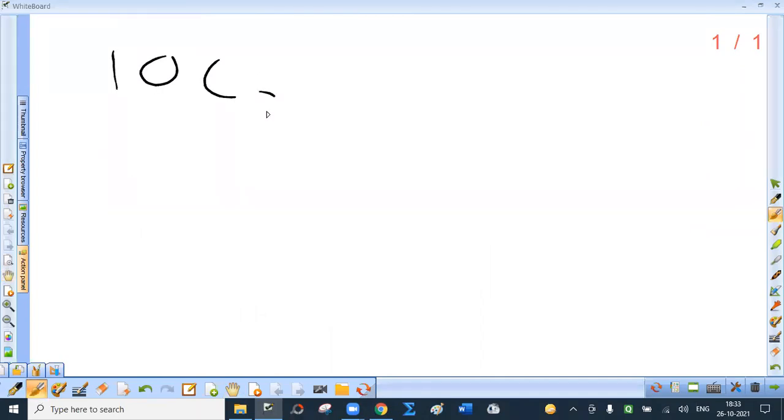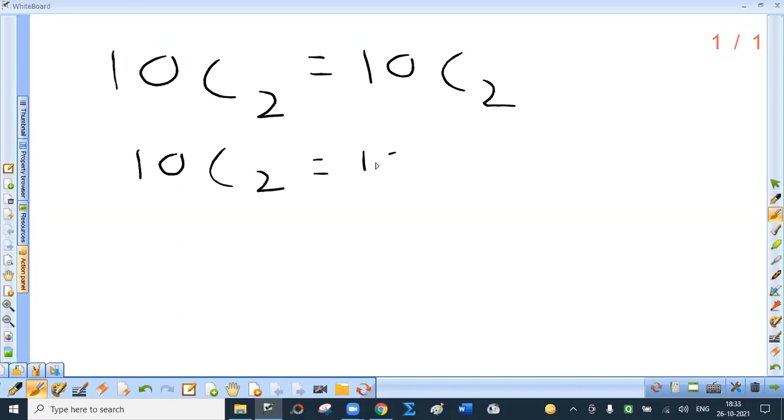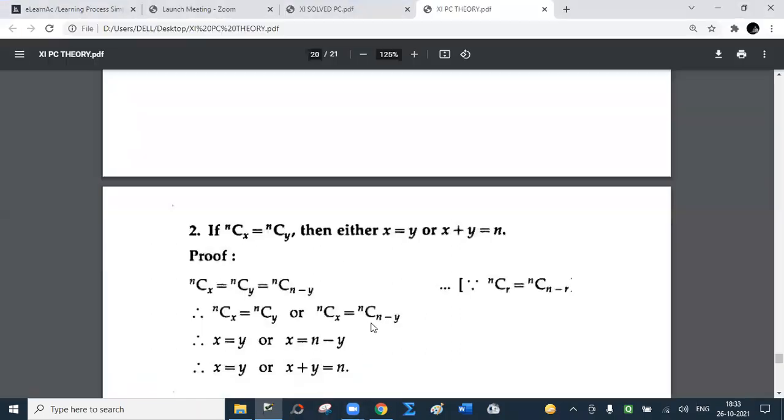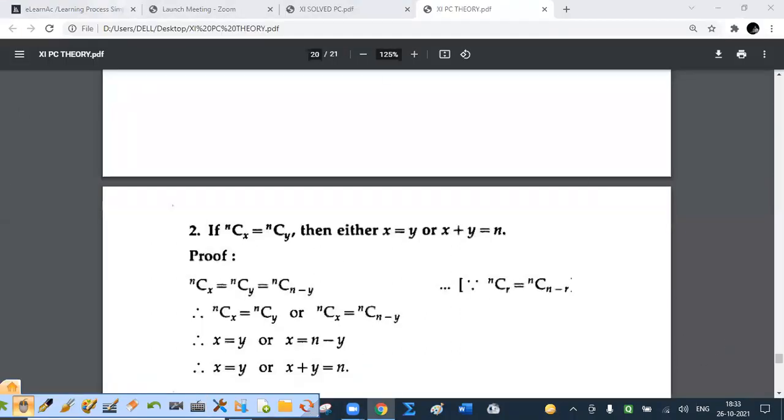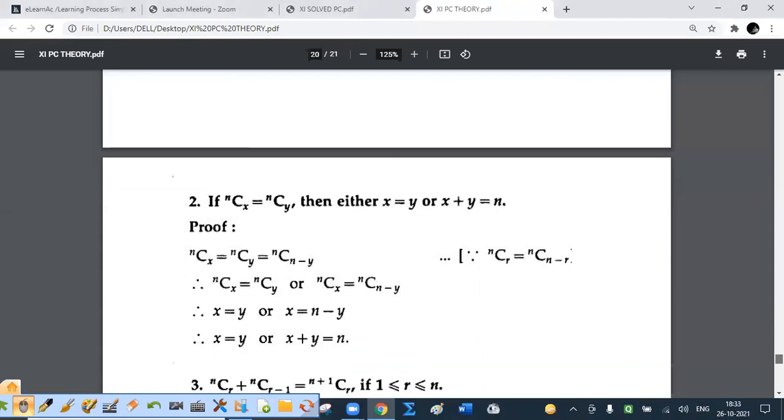It can be understood easily. See, can I say 10C2 is 10C2? Obviously. Can I say 10C2 is 10C8? Yes, we have just proved that. So if nCx is nCy, then yes, x equal to y, or 2 plus 8 equal to 10. That is x plus y equal to n. Same thing is written here.